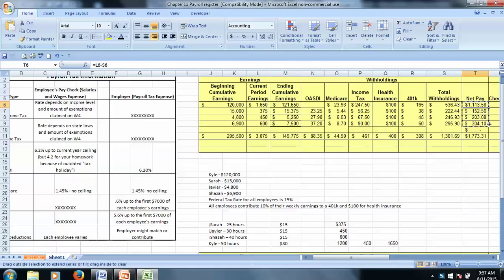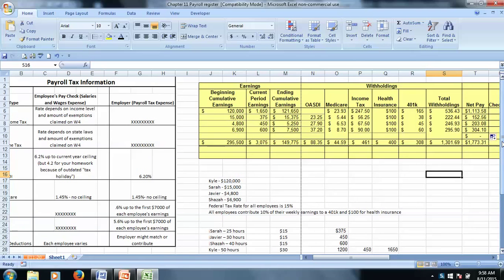And again, we can click and drag and take a look. So in the case of Sarah, she earned $375 in her wages, yet after all of the amounts have been deducted from her paycheck to pay all her taxes, her health insurance, and a contribution to a 401k, what she actually will take home is $152.56.